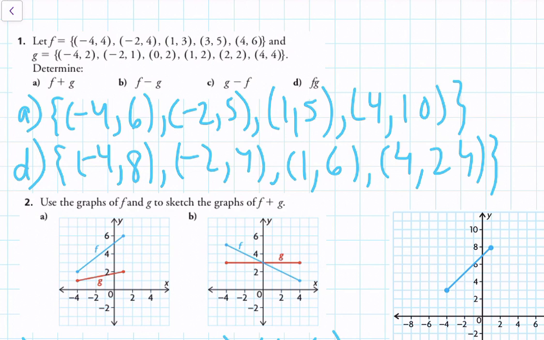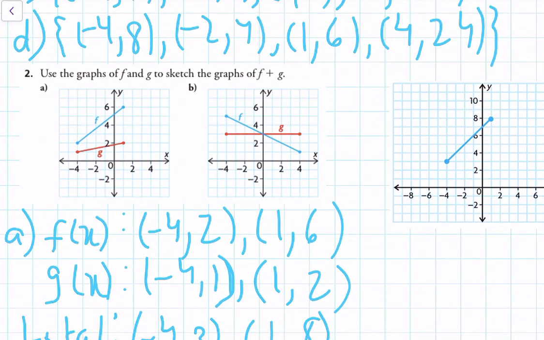Then for D, we're multiplying them together. And again, when we're multiplying, the x values will stay the same, but the y values will change because you're multiplying the two functions together, so the input always remains the same. That's why the x value stays the same, but the y value will change. And as a result, we have x is equal to negative 4, and then y is equal to 8 because 4 times 2. Similarly, we have x is equal to negative 2, y is equal to 4, et cetera. It continues through the functions in the set of ordered pairs.